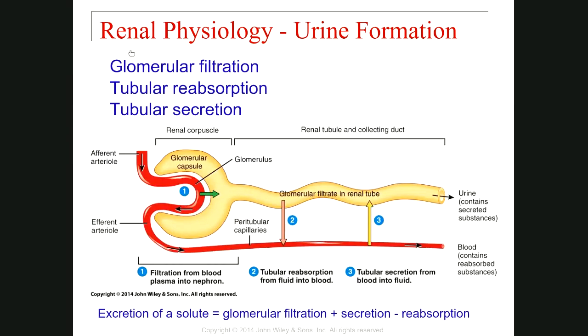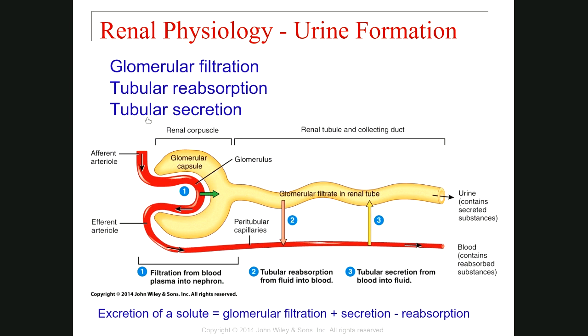In renal physiology and making urine, we have three important steps. One of them is called glomerular filtration. One of them is called tubular reabsorption, and the other one is called tubular secretion. And in this part, first I want to talk about glomerular filtration.